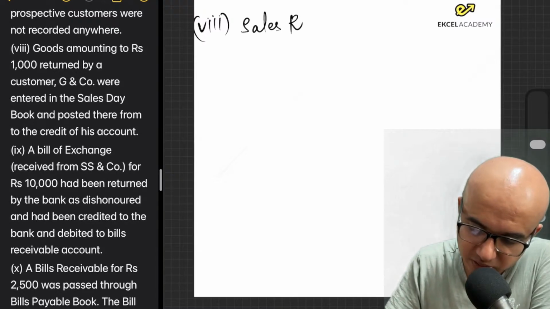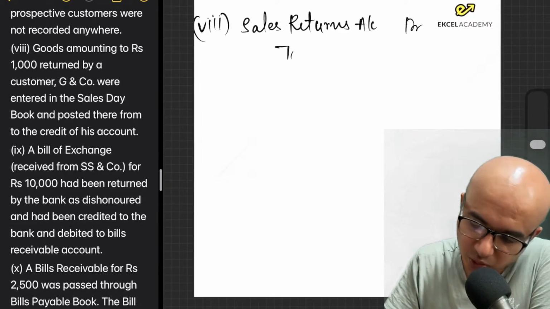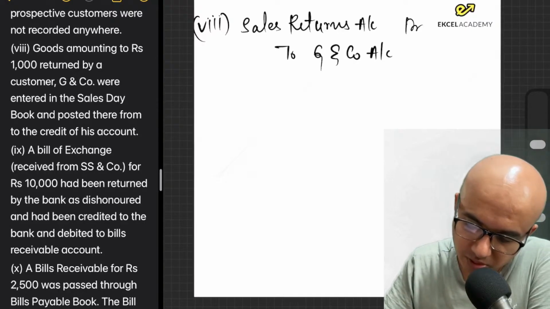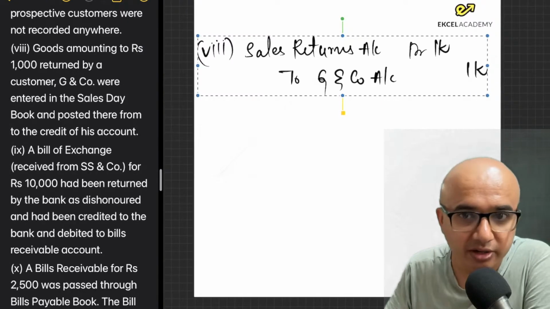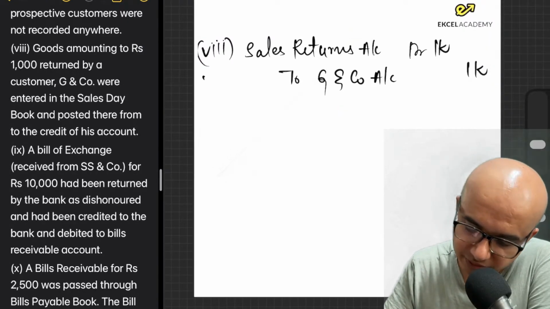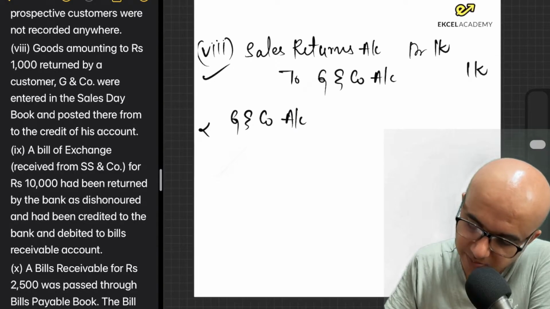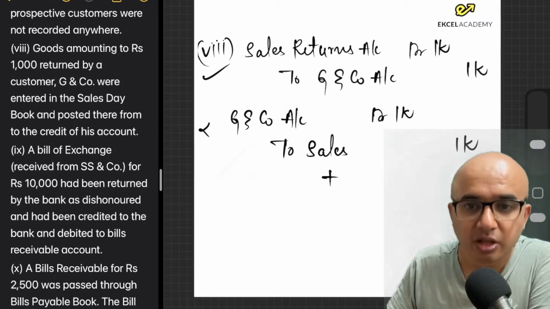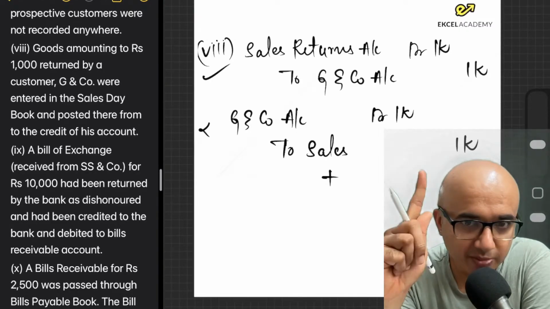Sales returns account debit to G and Co account. Whatever is the value, 1K and 1K. This is the entry which they should have recorded. But what did they do? This is the right entry. The wrong entry is G and Co account debit to sales account. So the wrong entry doesn't stop there, because one mistake which they have committed is recording in the sales book.